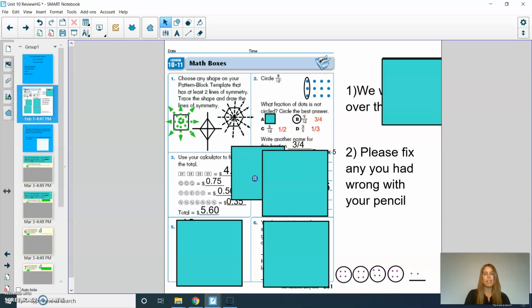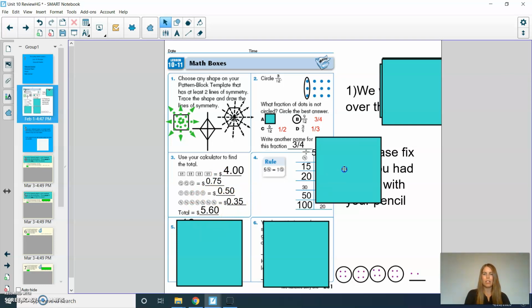For question number 3, use your calculator to find the total. So I first needed to add up all the different amounts. So I know my $4 bills would be $4, 3/4 is 75 cents. When I had my 5 dimes, I had 50 cents. And when I had 7 nickels, I had 35 cents. Then when I used my calculator to add up all 4 of those amounts, I got a total of $5.60. If you had something different, I want you to double check one more time to see where you maybe went wrong.